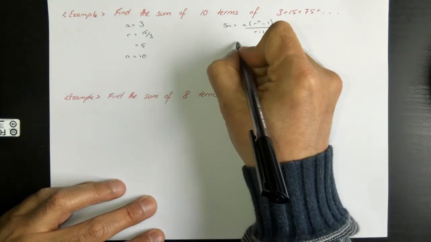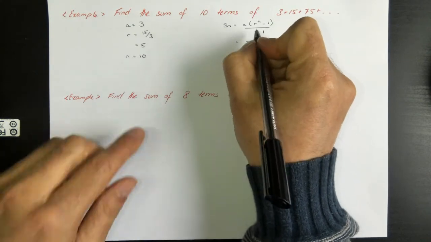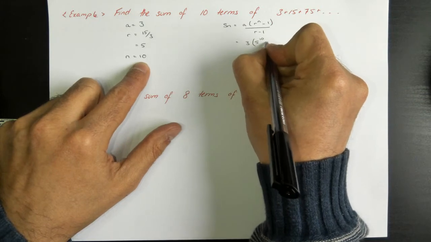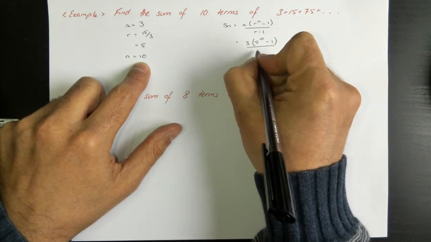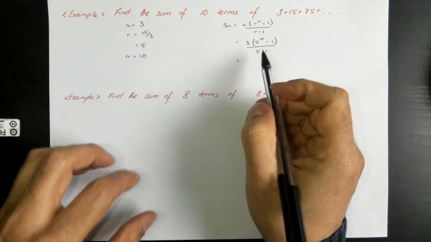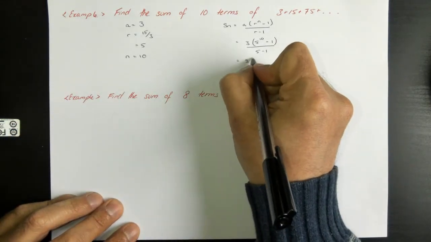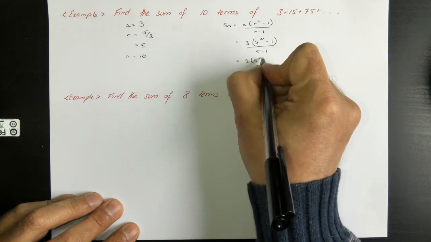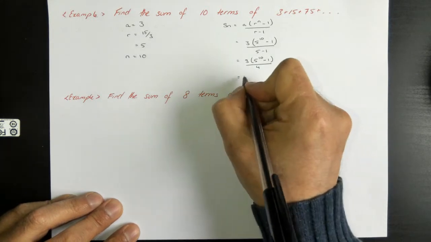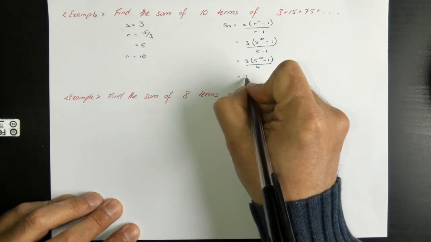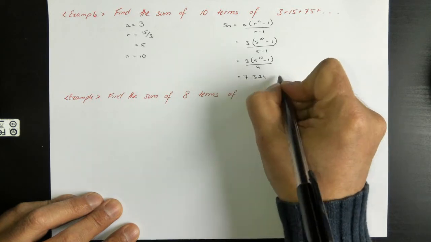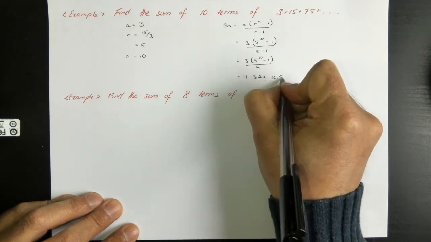So a is 3, r is 5, n is 10, over 5 minus 1, which is 4. If you plug 3 times 5 to the power of 10 minus 1, over 4 into the calculator, we get 7,324,218.